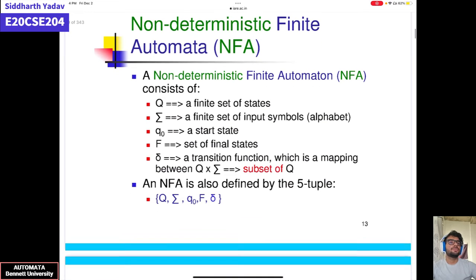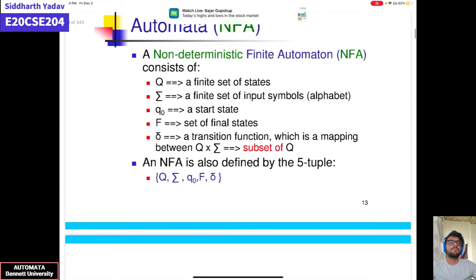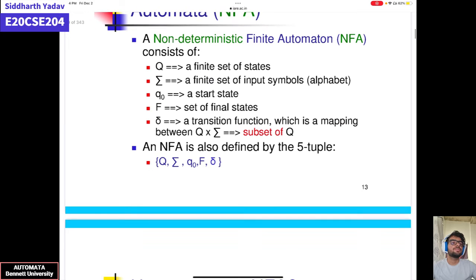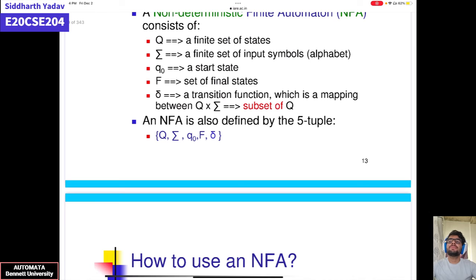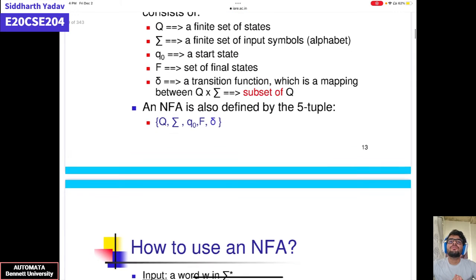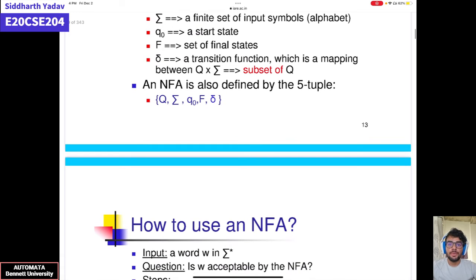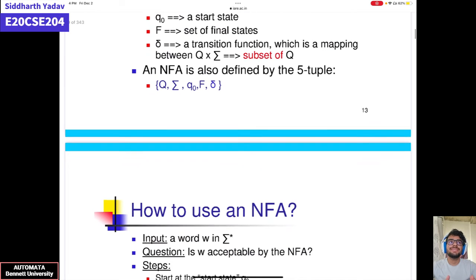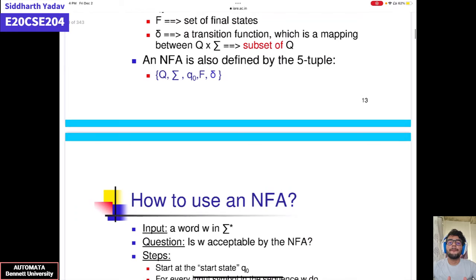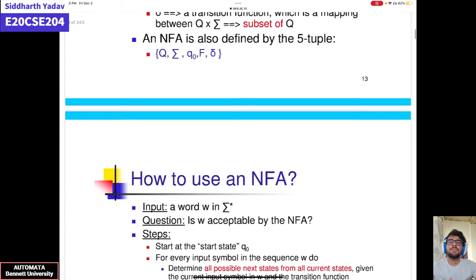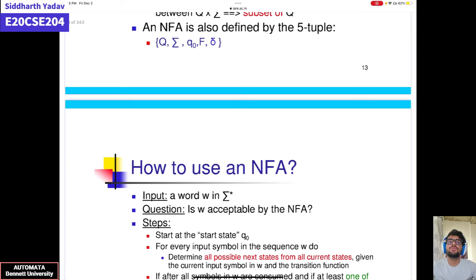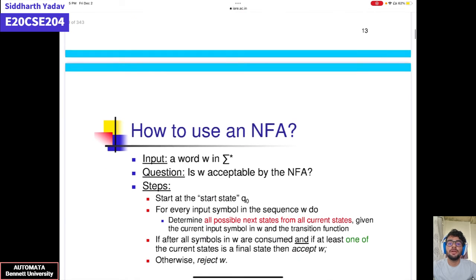A non-deterministic finite automaton consists of Q, a finite set of states; sigma, a finite set of input symbols; Q naught, a start state; F, a set of final states; and a transition function, which is a mapping from Q cross sigma to subsets of Q. An NFA is also defined by this 5-tuple: Q, sigma, delta, Q naught, F.